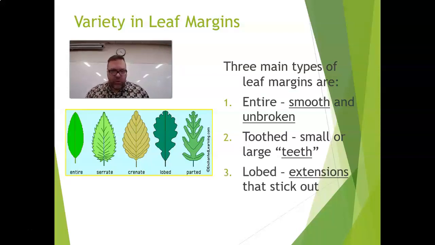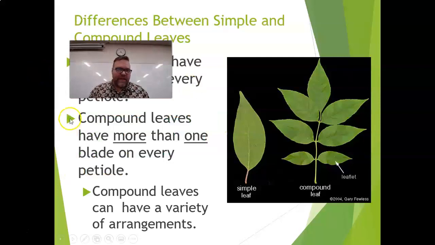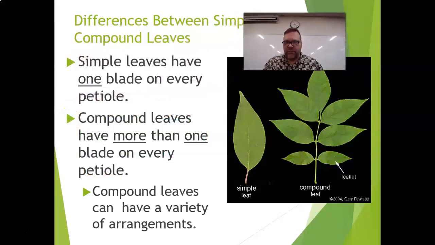It could be lobed. A lobe means an extension that sticks out. So you can see the lobed picture there. It's kind of got these little bulges that kind of stick out a little bit. Those are lobed. And another example of lobes is it could be even more pronounced than what we have.